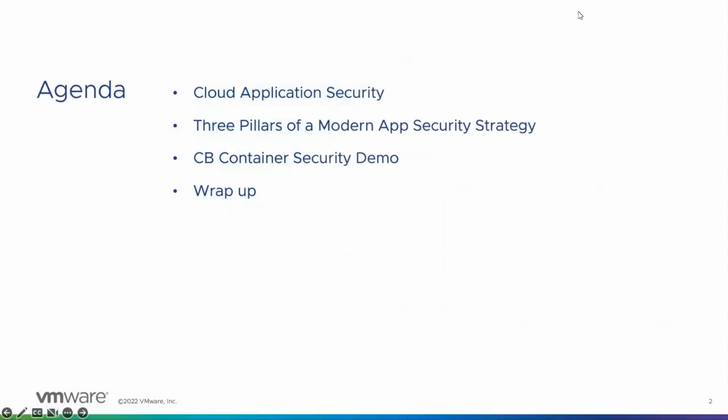Brief outline for the agenda today. First, we'll put some bookends around the cloud application security layers and identify which layers are in scope for today's conversation. Next, we'll identify 3 pillars of a modern app security strategy. And we'll spend some time going through the CB container security platform itself, and then we'll wrap up.